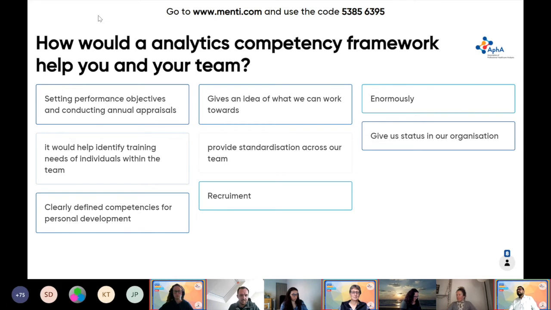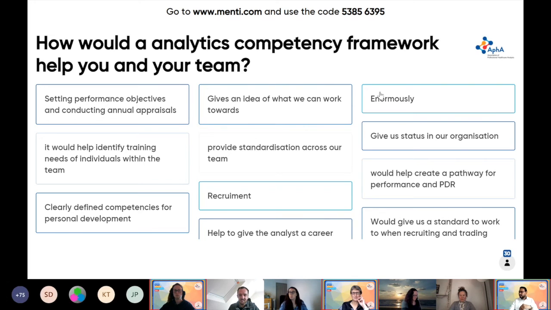I think that's what we've found. So one of the comments being posted is provide standardization across the team. That's one of the things we really found about the consistency of application. That's quite different, because we haven't got a consolidated competency framework. So that's something that we aim to address. That's why we're taking the journey on this area to do that.